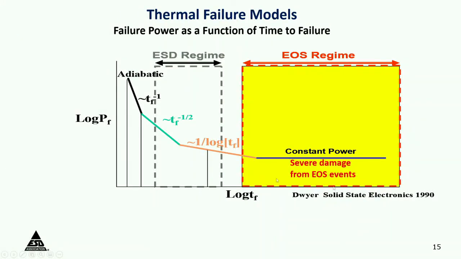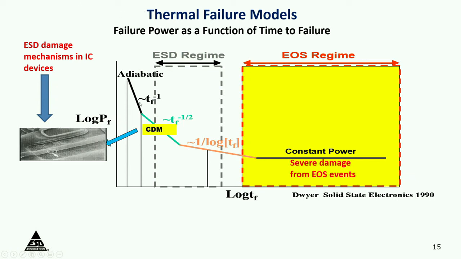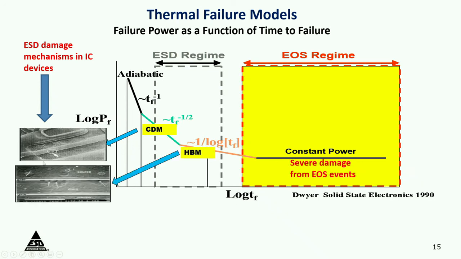So now, if we look at the logarithm of failure power versus the time to failure, you can see different time domains and what happens. This charge device model that we said was a very fast rise time event is in this time domain. First you have the adiabatic region, and then you have 1 over square root of t. That means the logarithm of failure power is proportional to 1 over the square root of t, and reduces with the logarithm of t. So that is that, and the human body model is this.